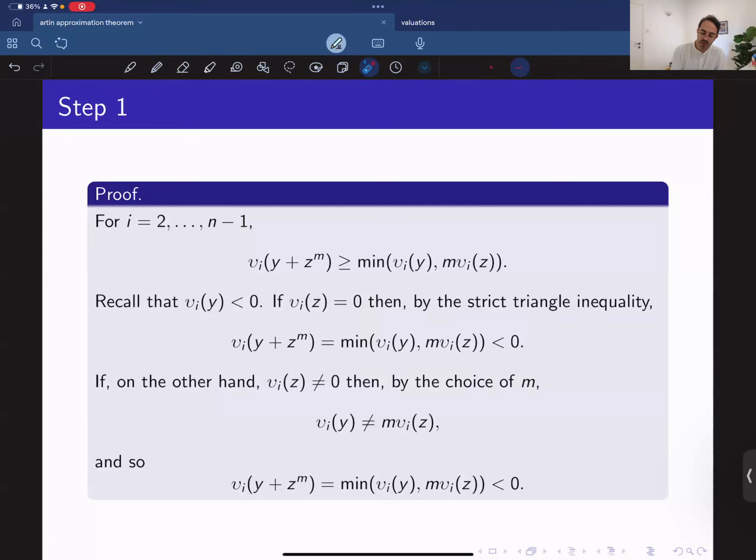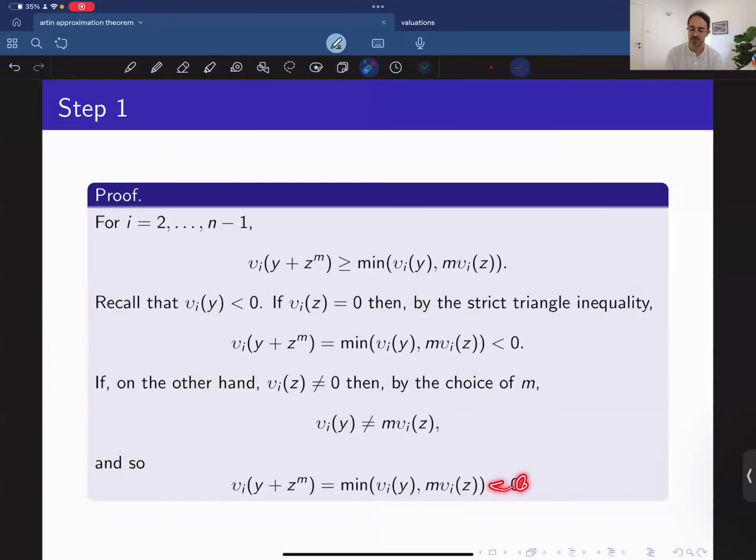And so again, you can use the strict triangle inequality because, even though this is not 0 anymore, you have this inequality. So this inequality becomes an equality. So the ith valuation on x is the minimum between these two. Vi of y is strictly negative, so the minimum is strictly negative.